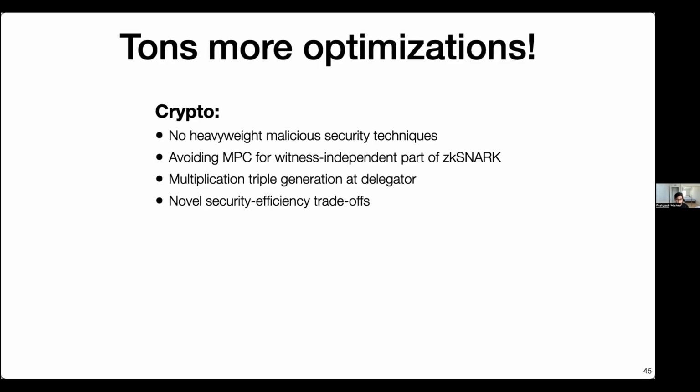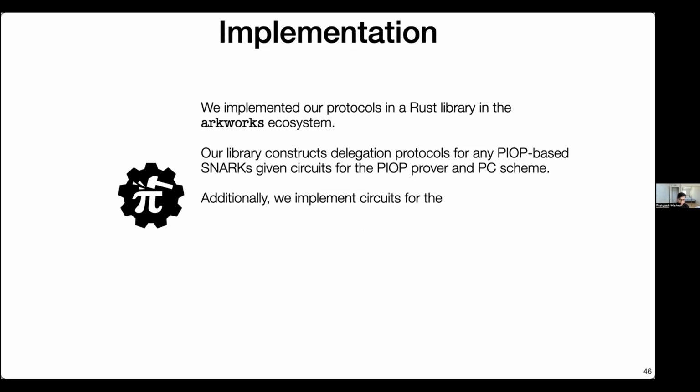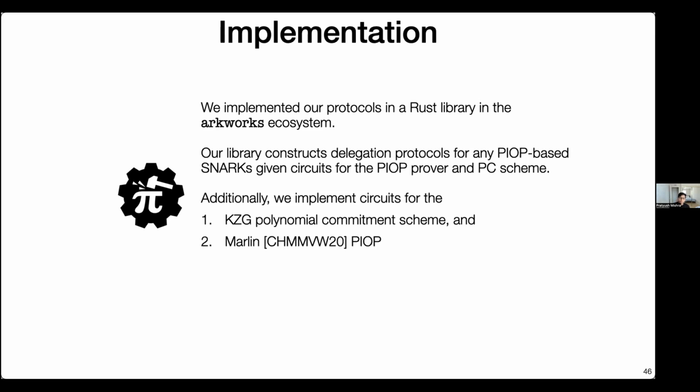We actually did a bunch more optimizations in the actual protocol, systems-level optimizations, more cryptographic optimizations, a bunch of things. And our implementation is using arkworks, and it's a generic framework: you give it a circuit for the PIOP scheme and a circuit for the PC scheme, and you get out a delegation protocol for the full SNARK. We provide some instantiations of these circuits, namely for the KZG PC scheme and the IPA scheme, though that one right now is not giving correct results, but we should be able to fix it. And the Marlin polynomial IOP. Overall, this gives us a very efficient delegation protocol for the Marlin zkSNARK.